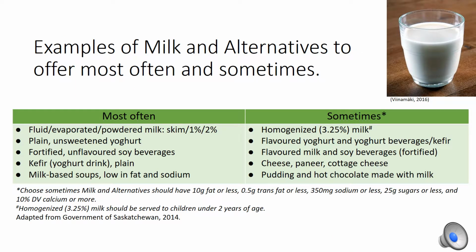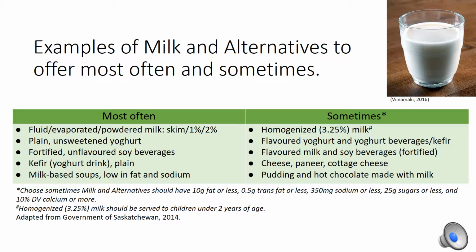This table lists examples of milk and alternatives to serve most often and sometimes. In the most often category, we have fluid, evaporated, and powdered milk, which includes skim, 1%, and 2% varieties. There's also plain unsweetened yogurt, fortified unflavored soy beverages, plain kefir, and milk-based soups that are low in fat and sodium. In the sometimes category, we have homogenized milk, except for children under 2 years of age who should be offered homogenized milk. In the sometimes category, we also have flavored yogurt and yogurt beverages, including kefir.